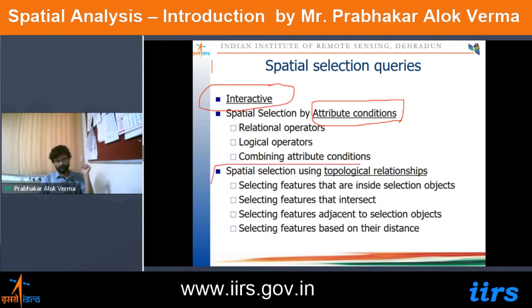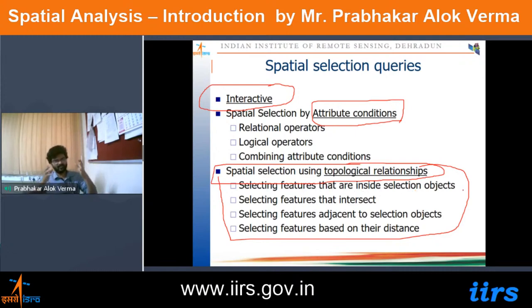Third way is selection using topological relationship. These are the location-based queries. For example, select features that are inside the selection object. Basically, select all the schools which are in a particular city or in a particular ward. That kind of information. And then select features that are intersecting.